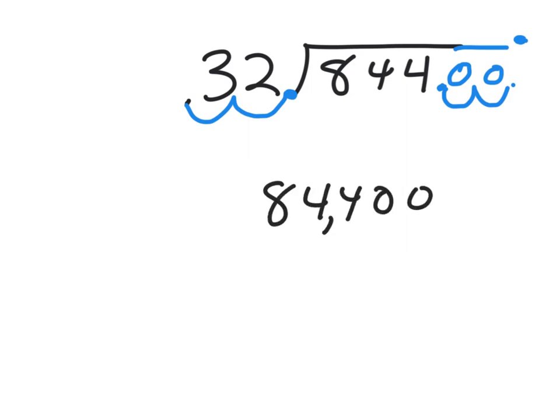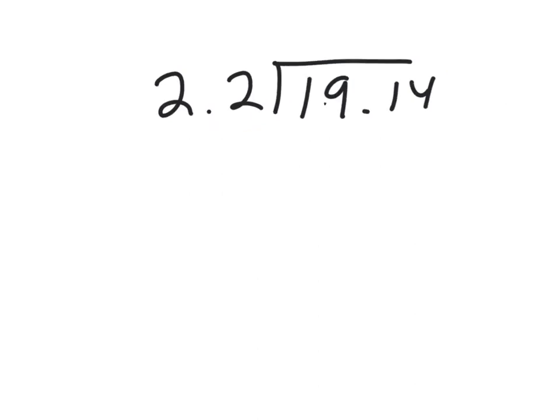84,400, decimal there, divided by 32. I'm not going to bother dividing it because all we have to do is make sure we're set up this way. If you're set up this way, you divide it just the same. Okay? Now, all right, let's have you try this one. Copy this one down on your paper and work it out. Move your decimals, divide it. Let's see how you do. Pause your video and finish that problem.